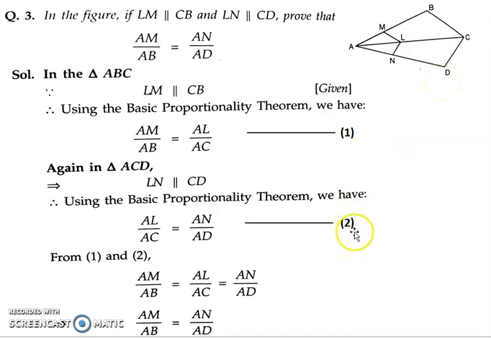Now from 1 and 2, I can equate them because they have one term in common. AL by AC is common for both. So I can say all these three ratios are equal. So from here I get AM by AB is equal to AN by AD. So that is the proof. So first consider the particular triangle in which you are applying BPT properly, and as per the requirement of the question, you see whether you can use the BPT result directly or some corollary of that has to be used.